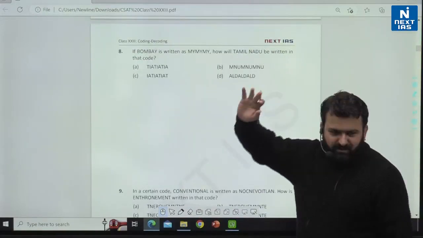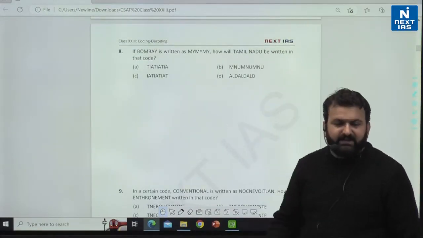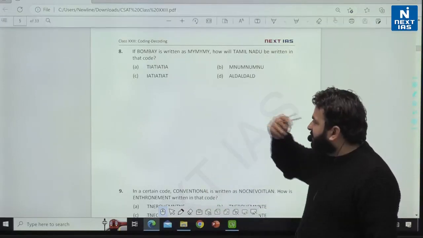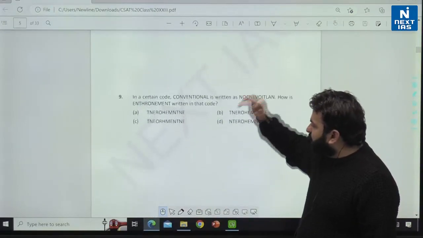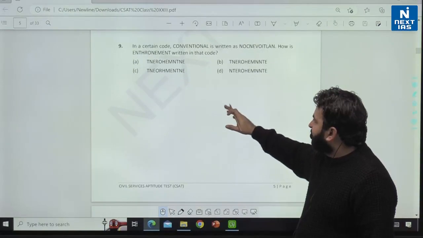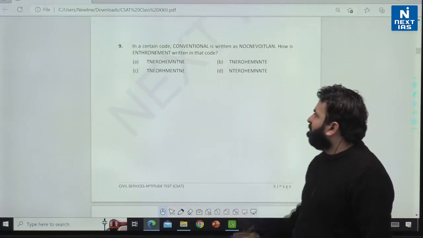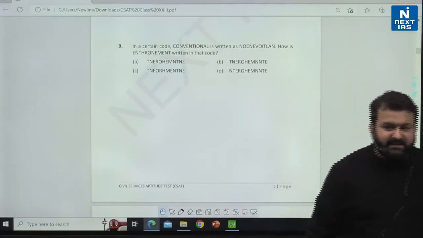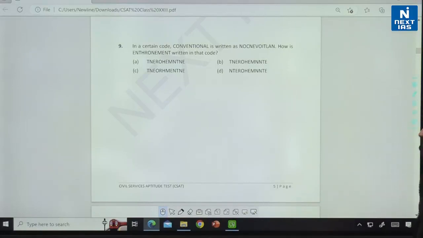This is a too old question, not a recent one. Here there are a few questions that are kind of too old. Conventional option, question 9, what is the answer? C. All of you getting C? Anyone not getting? What is the pattern here?